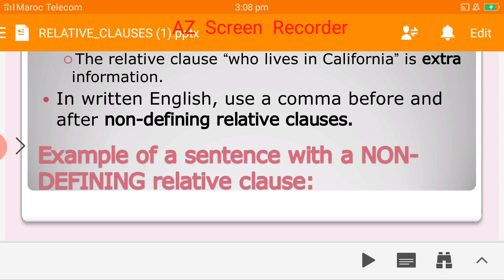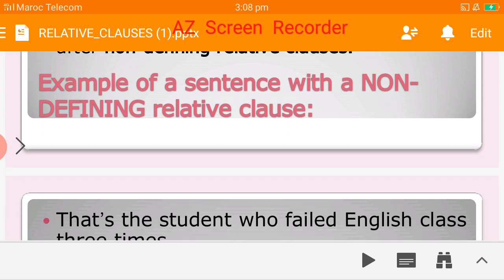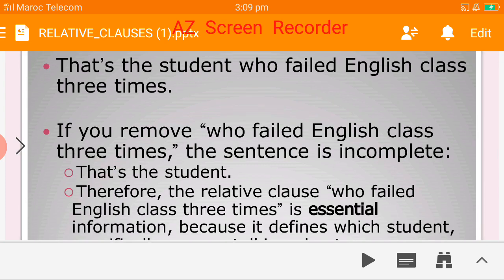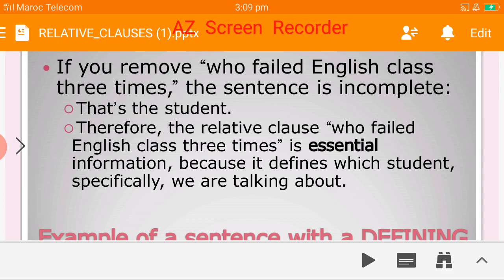Examples of a sentence with a defining relative clause. That's the student who failed English class 3 times. If you remove who failed English class 3 times, the sentence is incomplete. That is the student. Which student am I talking about? So it is incomplete then. Therefore, the relative clause who failed English class 3 times is essential information because it defines which student specifically we're talking about.